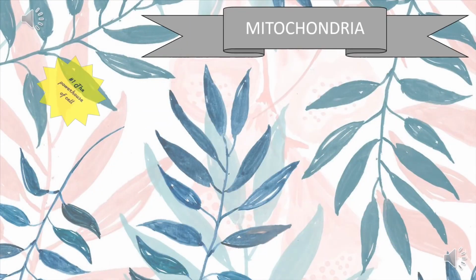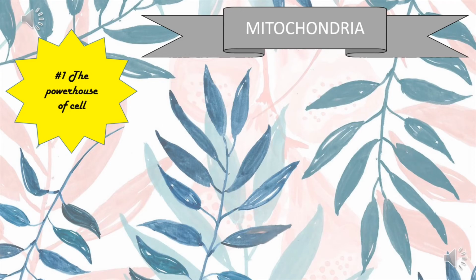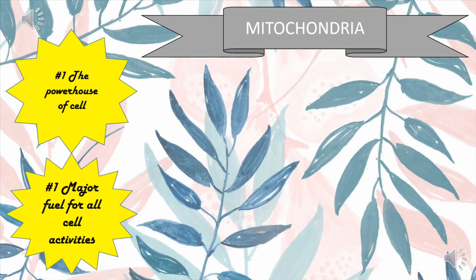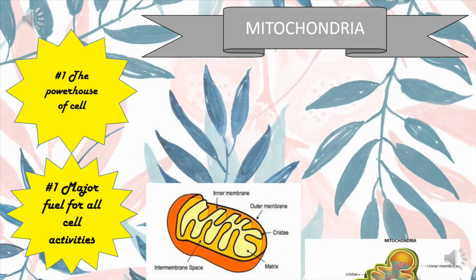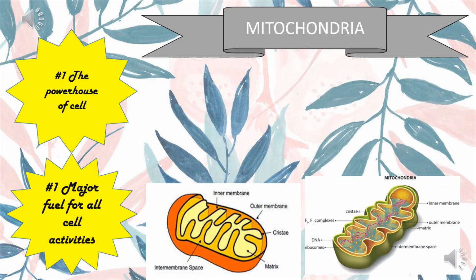Mitochondria. It is also known as the powerhouse of the cell. It produces the major fuel for all cell activities. Here are some pictures of mitochondria. The first picture with the orange intermembrane space is the easiest picture you could draw during exam. And don't forget to label.